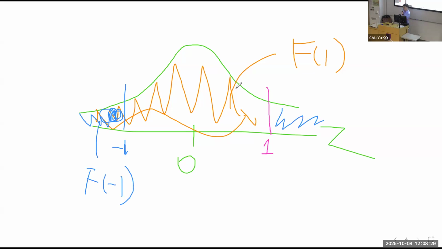1 minus blue, orange. Symmetric. Okay. So this again, which means what? F of 1 is equal to 1 minus F of -1, right?